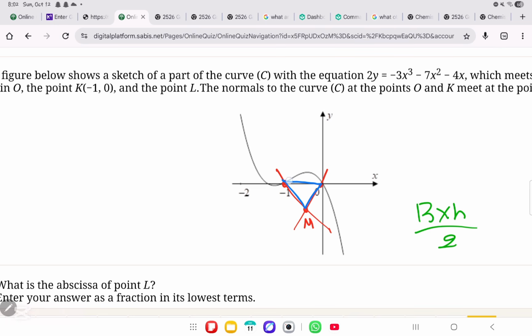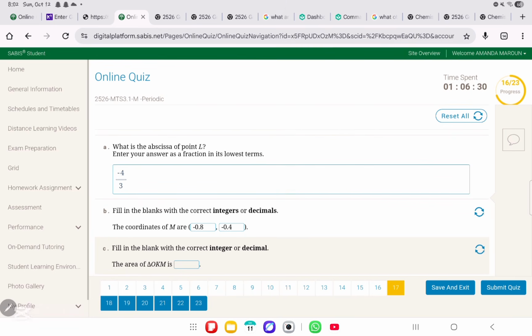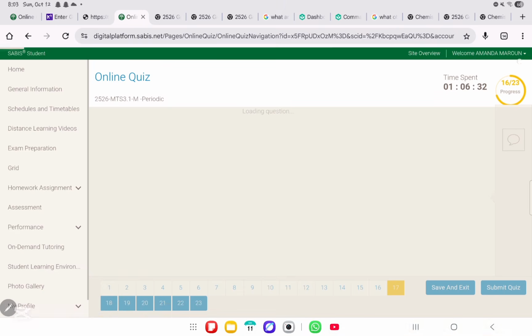So our base is what? Our base is minus 1. And our height is what? Our height is from here to here. And what was this point over here? It was minus 0.4. So just do base times height over 2. So minus 1 times minus 0.4 over 2. You will get the answer to be 0.2. Very simply. We'll move on to question number 18.